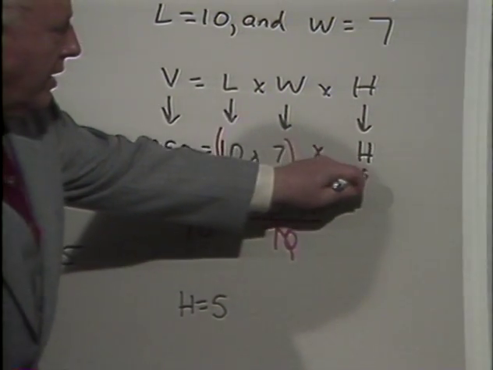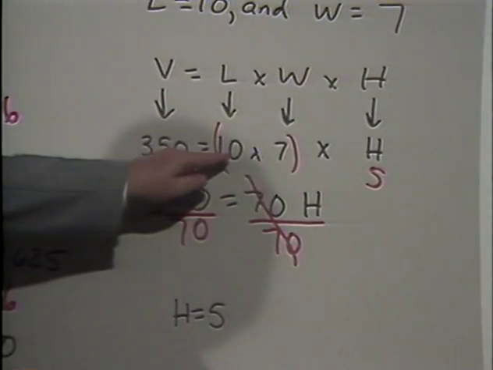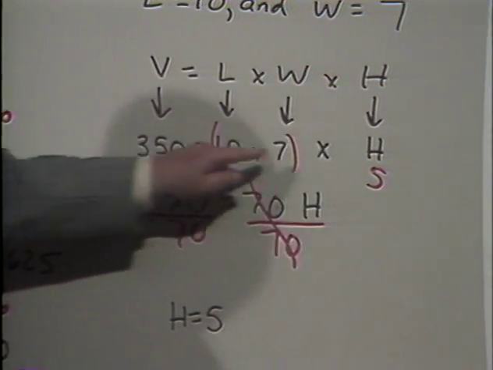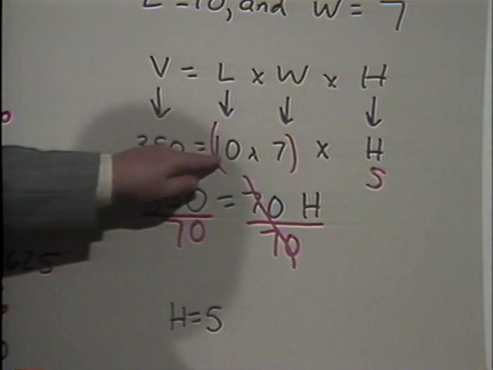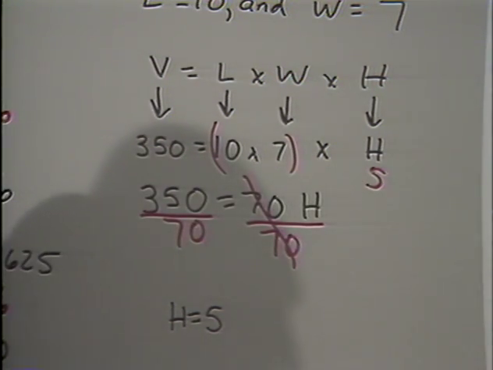And by the way, I don't have to have an answer book to tell me if this is right, because what should happen if I'm right? This times this times this should equal this. Let's try it. 10 times 7 is 70, times 5 is 350. This is a true statement.